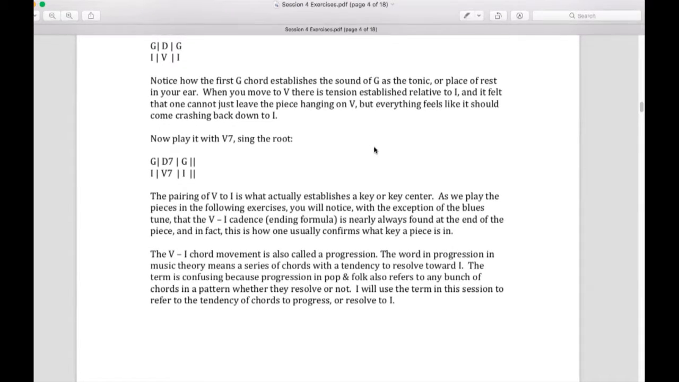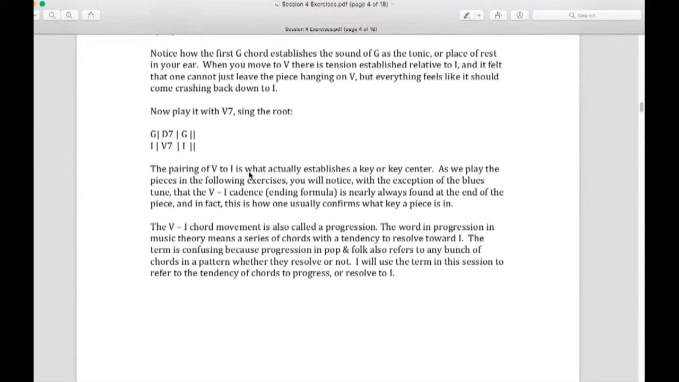All right, let's do that again. G, D7, and G. Okay, any questions?